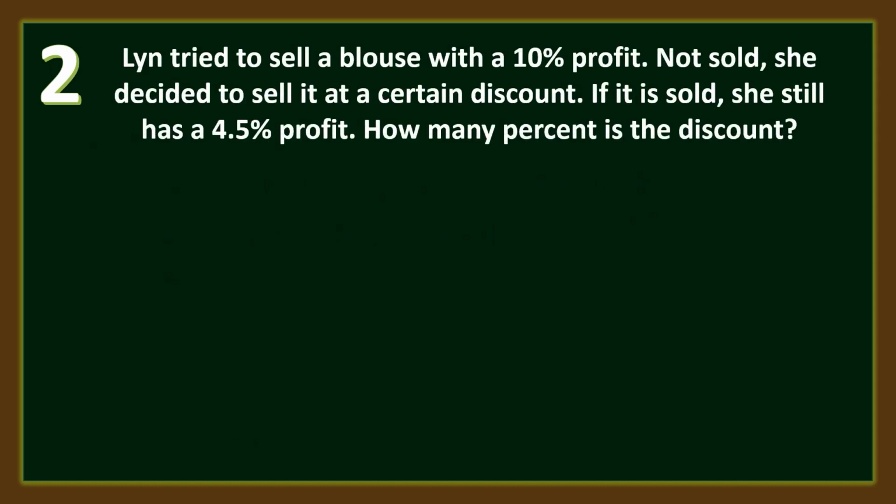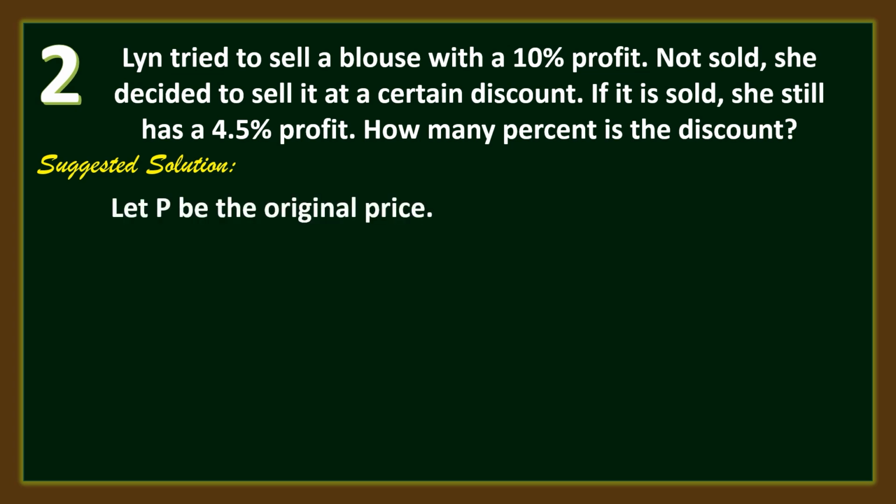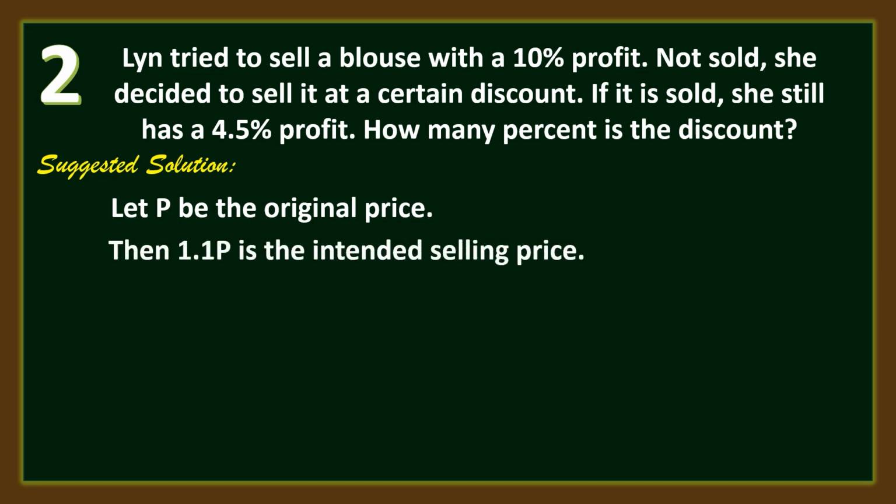Question number 2. Lynn tried to sell a blouse with a 10% profit. Not sold, she decided to sell it at a certain discount. If it is sold, she still has a 4.5% profit. How many percent is the discount? Here is our suggested solution. Let P be the original price of the blouse. Then, for a 10% profit, 1.1 of P is the intended selling price.